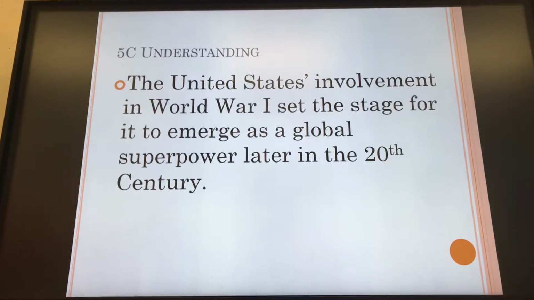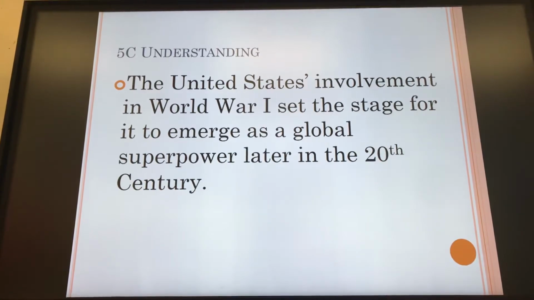5C understanding says the United States' involvement in World War I set the stage for it to emerge as a global superpower later on in the 20th century. To put it simply, America will enter World War I a couple of years after fighting had already begun. We join in and help one side. We help the Allied powers defeat the Central powers in World War I, and by doing so, set ourselves up and emerge as a superpower, as a world power.